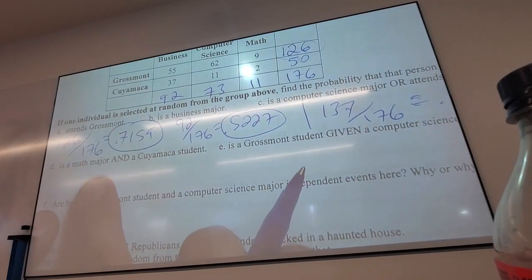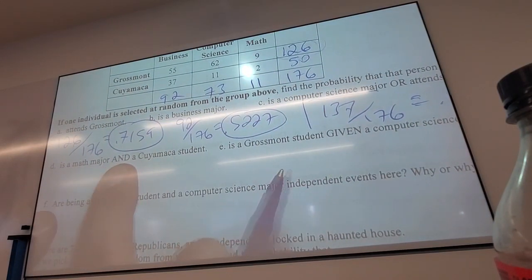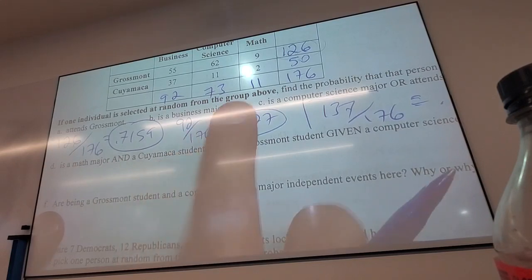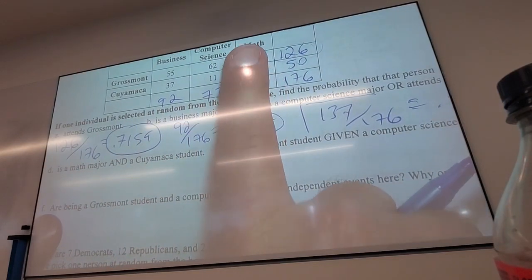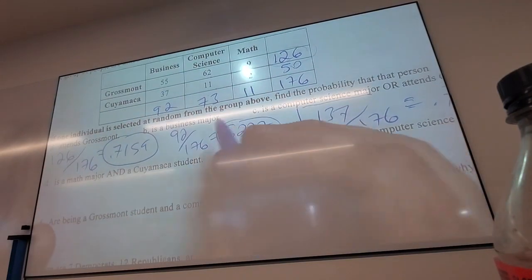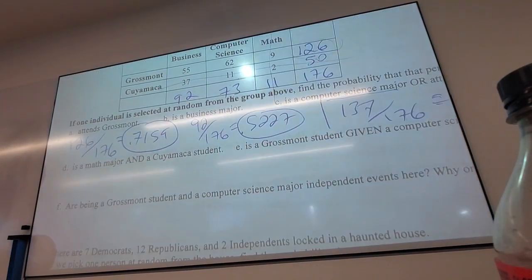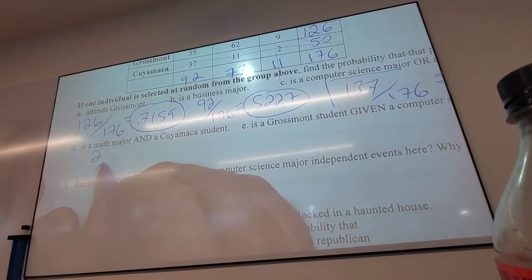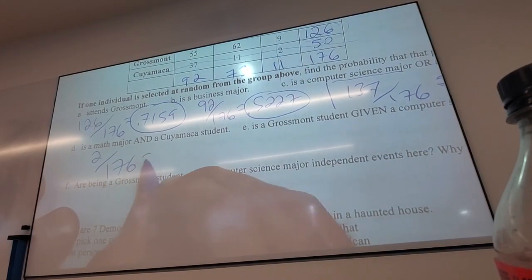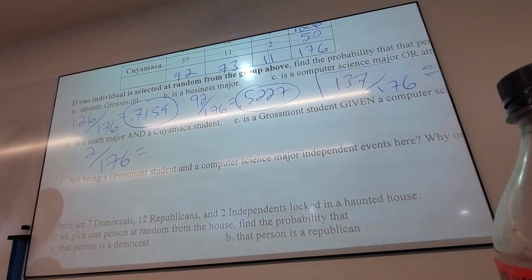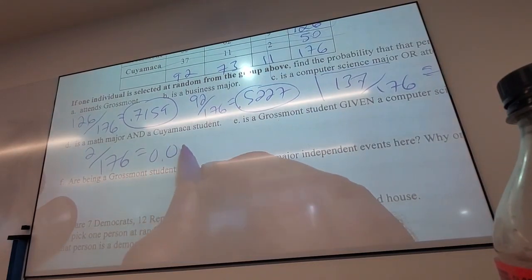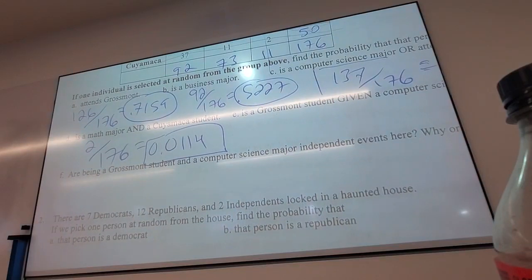How many people are math majors and Cuyamaca students? There's very few. There's only 2 people that are majoring in math and they're going to Cuyamaca. Remember what's the other name for and? Intersection. So 2 is where they intersect. Do I know anything about the person? No. So it's out of 176. What do you guys get? 0.0114. 0114? Yeah. Okay.